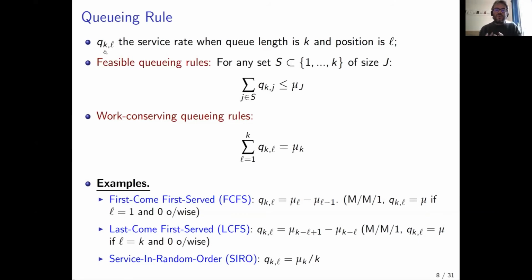I'm going to impose that the queuing rules must be feasible and work conserving, or non-wasteful. Feasibility means that if the queue length is k, you currently have k agents in the queue, and I take a set of j agents in the queue, then if I sum up the service rates of these j agents, it must be smaller than mu j, the maximum they can get when you have j agents in the queue. Okay, so this is essentially feasibility. And work conserving means that if the queue length is k, and I sum up the service rates of all those agents in the queue from position 1 to k, then this must be exactly equal to mu k. So there is no waste. This is the second property we will impose. And so the designer will be allowed to use any possible queuing rule in this space of queuing rules that must be feasible and work conserving.